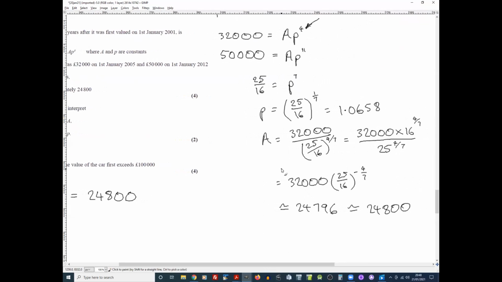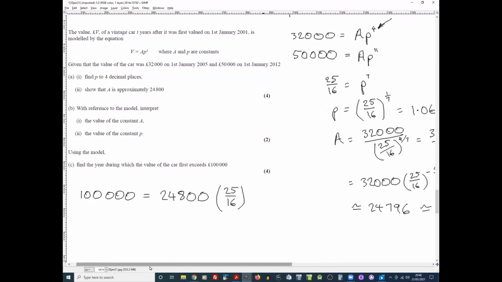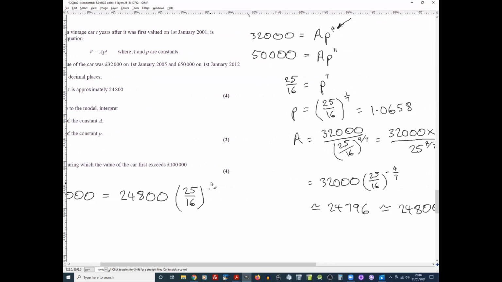Well, we know it's 25 over 16 to the 7th. Let's call it that. Why not? If we've got a simple number there, the algebra might be nice. So P to the power of what? T, which we're trying to find. Yes, so T over 7.